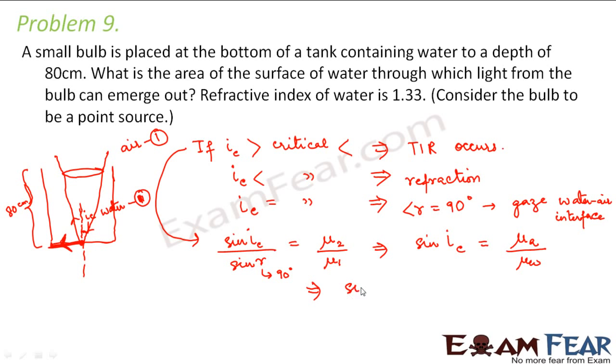we can say that sin IC is equal to 1 divided by 1.33, or IC is equal to sin inverse of 1 by 1.33, which comes out to be 48.76 degrees.